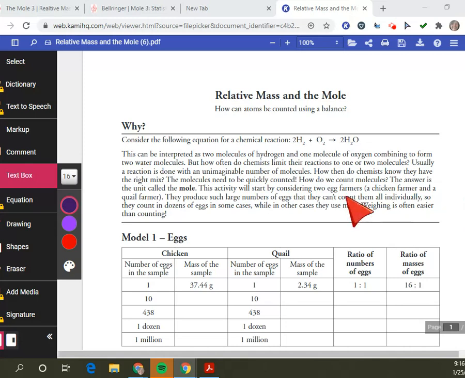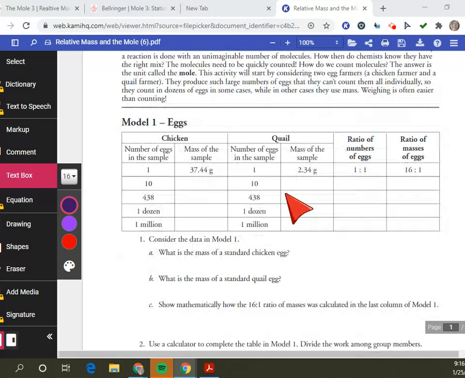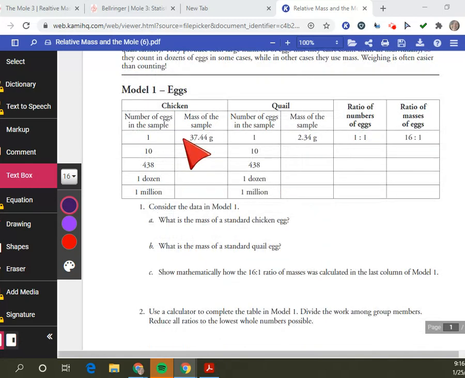Okay, so the last sentence says weighing is often easier than counting. Now, eggs we can count if we need to, but atoms it would be absolutely impossible to count them. So in this case, that's why we are using the weighing. So let's look at the analogy that they're making here.